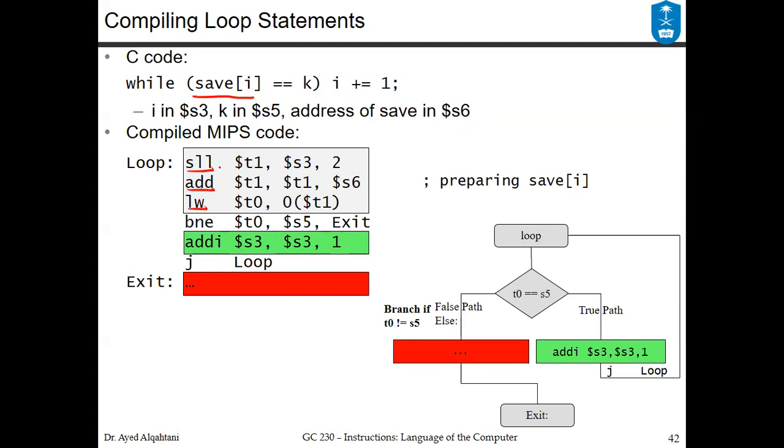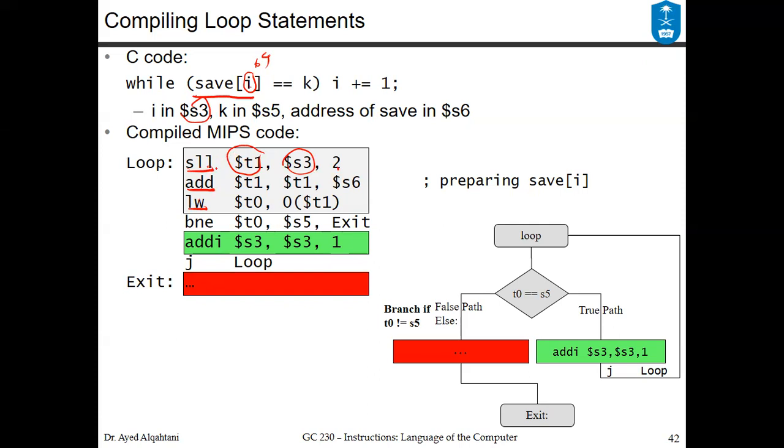Shift left, because you need to take I and multiply it by 4, as we said before. To multiply by 4, you shift left the variable I, which is in S3, by 2 to the left, since this is shift left logical, and you put the result somewhere. We choose to put it in T1.